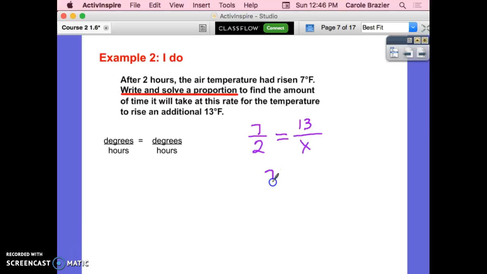Okay, welcome back. You should have had 7x is equal to 26. Now if I divide by 7, x is going to be left with 3.7. So it will take about 3.7 hours to rise an additional 13 degrees. Make sure you are adding your labels, otherwise I will dock you every single time.